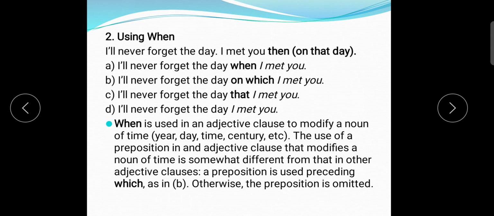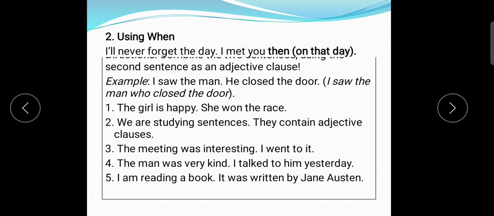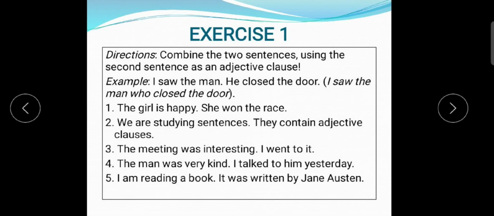Now we are going to do exercise 1. In exercise 1, we have to combine the two sentences using the second sentence as an adjective clause. For example, the first sentence: I saw the man, and the second: he closed the door. It can be combined to be: I saw the man who closed the door. Okay, I will give you 10 minutes to do this exercise.